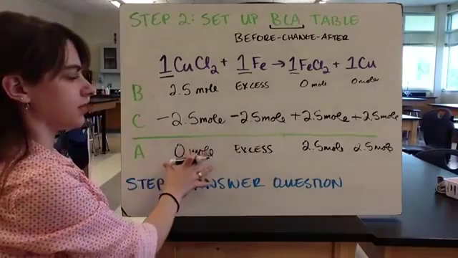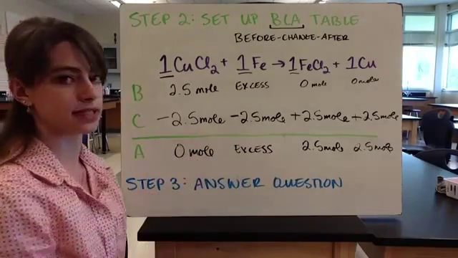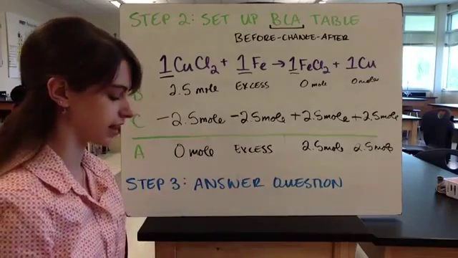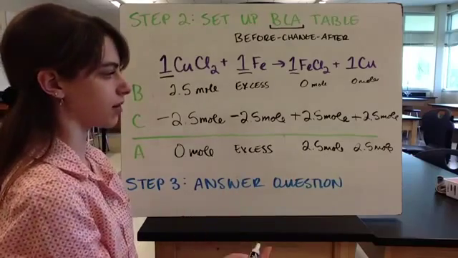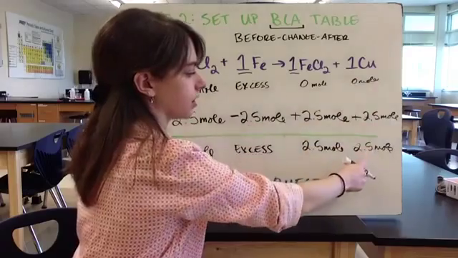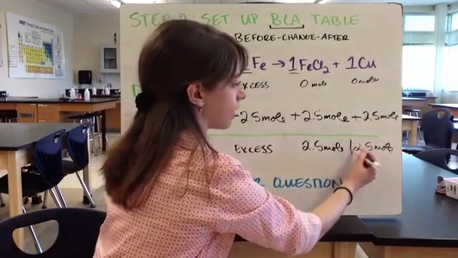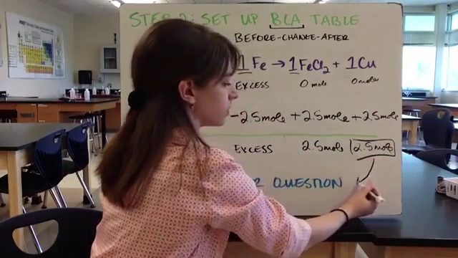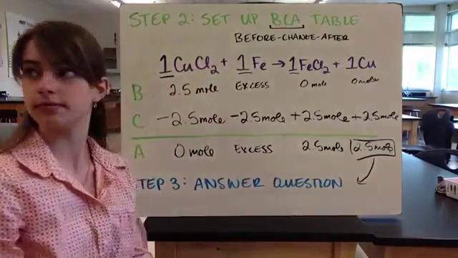Now that we filled out our BCA table, our last step is to answer our question. Our question asked us, how many moles of copper do you produce? So we need to find what we're looking for. There's our copper and our after, so we have 2.5 moles. That's the answer to our question.